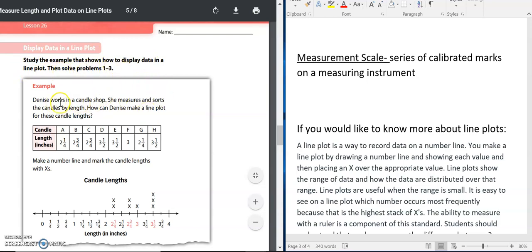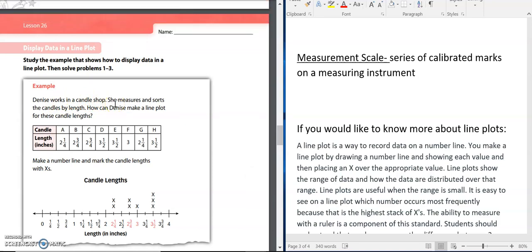So your example reads: Denise works in a candle shop. She measures and sorts the candles by length. How can Denise make a line plot for these candle lengths? They gave you the candles A through H. They also gave you the lengths of each candle right beneath it, starting at 2 and 1/4 inches. So your number line below will be listed from 2 and 1/4, and the highest being 3.5 inches. So when you come below, make a number line and mark the candle lengths with X's.